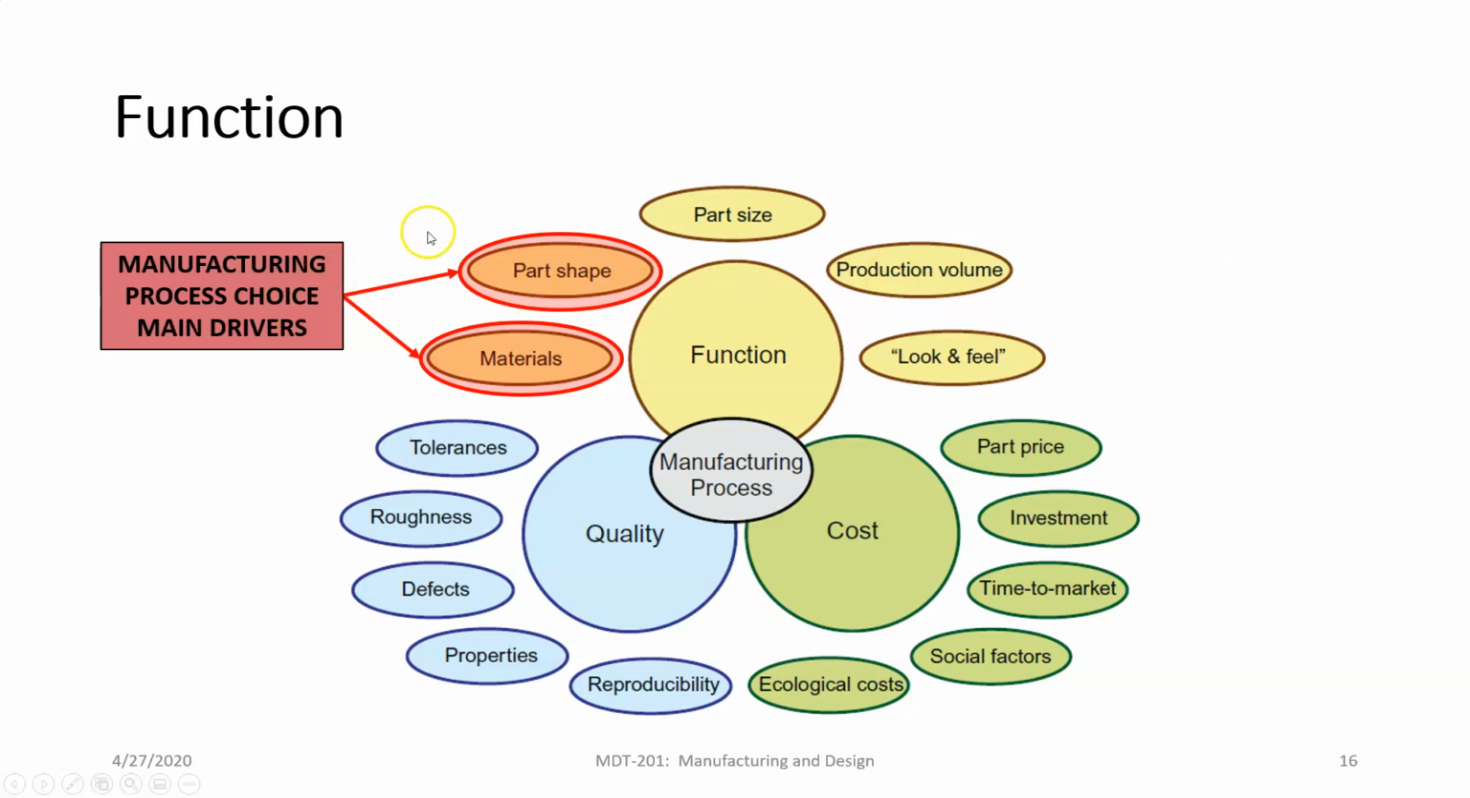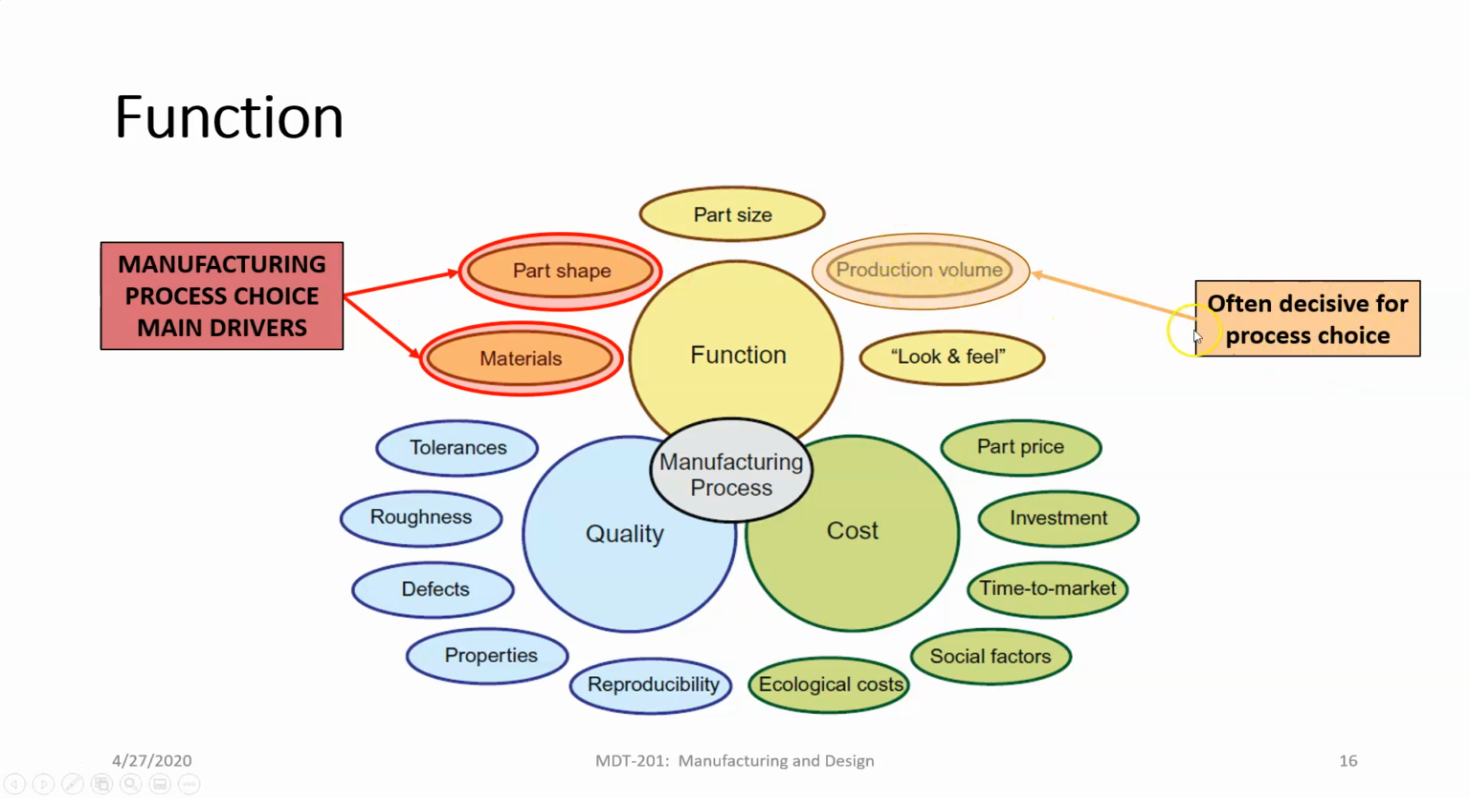These, in fact, are your manufacturing process choice main drivers. What is the material? Obviously, the material, plastic or metal or other, is going to be the first fork in the road. Part shape: is it a very complex part shape? Is it a simple part shape? Is it kind of two-dimensional, or is it a complex three-dimensional? Does it have hollows? That determines a lot of whether it can be cast or forged or machined or all that good stuff.